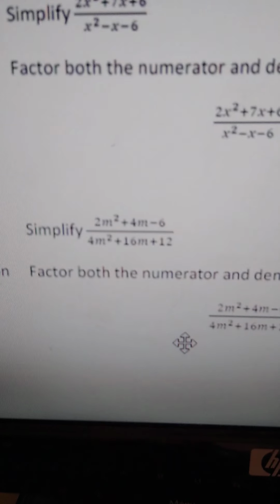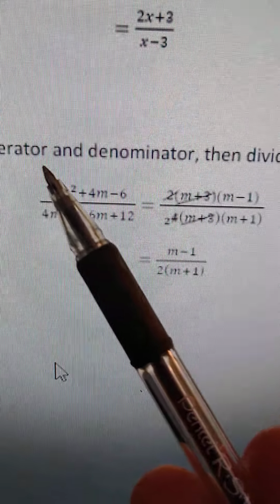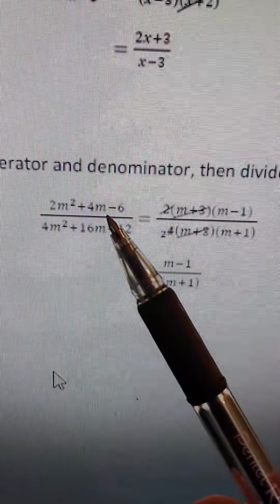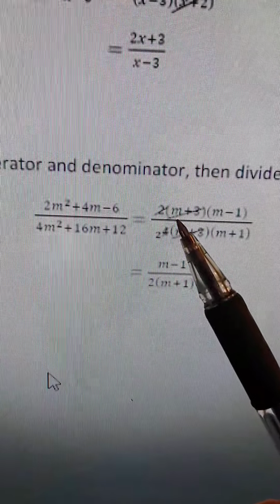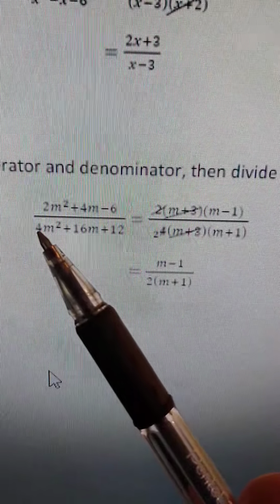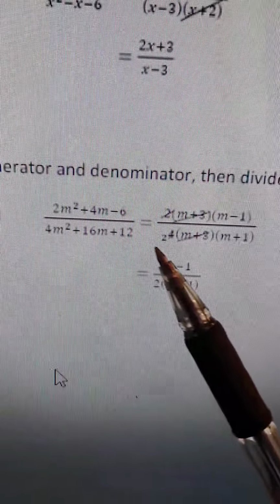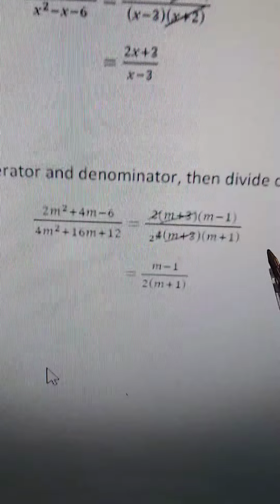Okay? Now, we're going to take a look at this one. We have some GCF to do here. GCF actually will make this a lot easier. Always look for a GCF first. So on this one, I'm taking the numerator. This numerator has a GCF of 2. And then factors out into m plus 3 and m minus 1. This denominator has a GCF of 4, and so I would factor that into 4 and m plus 3 and m plus 1. And they skip a couple steps there, so I'm going to go through this quickly on here.